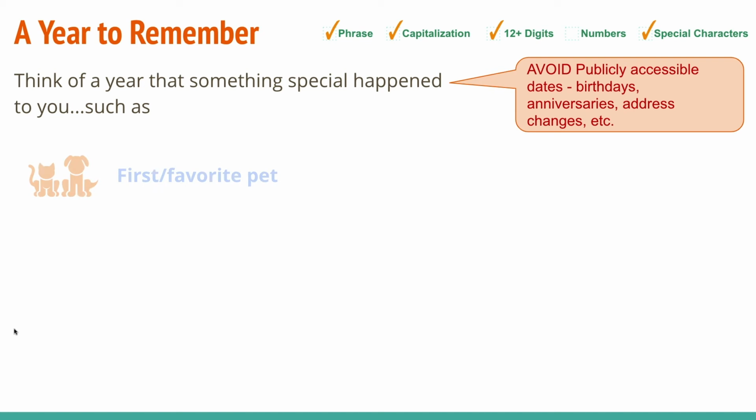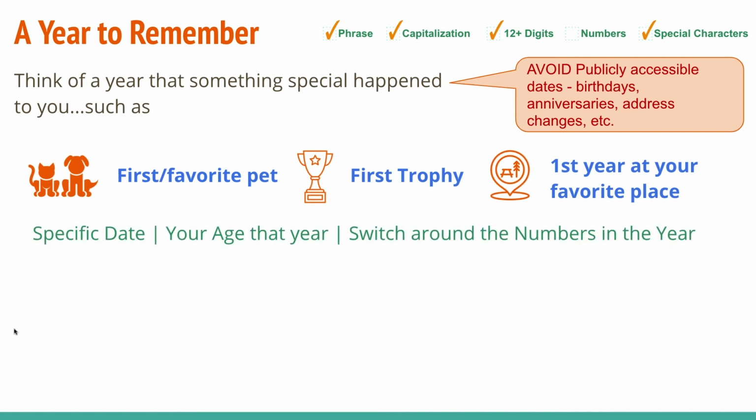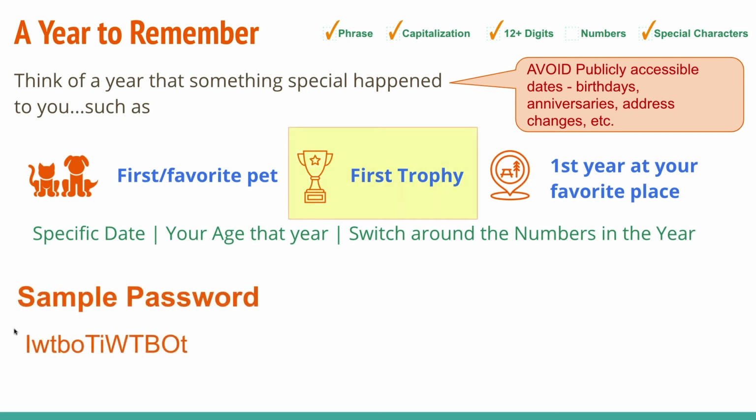Perhaps it was the year that you received your first pet or earned your first trophy or honor. You don't necessarily have to give the calendar number of the year. You could modify this with a specific date, or you could use your age for the year you are referencing. For my password, I'm going to use at least 2 digits of the calendar year that I earned my first trophy, which was 1987. I'll simply add these last 2 digits to the end of my password to make the following phrase.